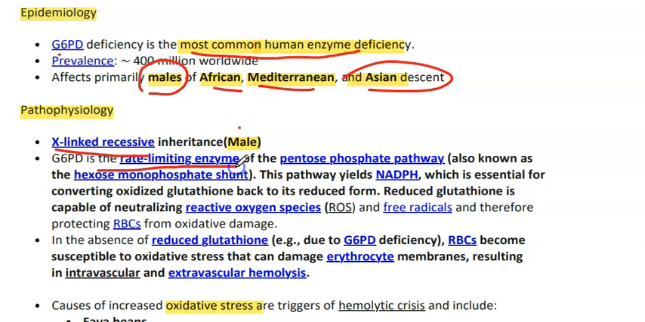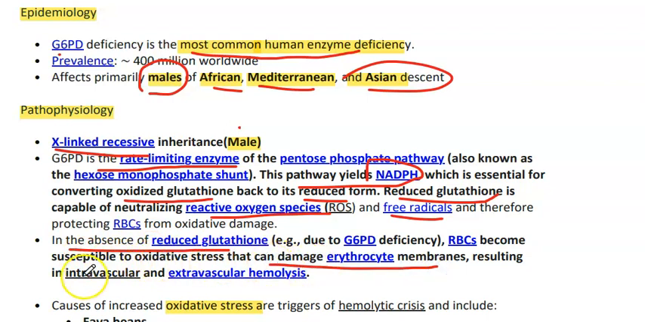G6PD is the rate-limiting enzyme of the pentose phosphate pathway, also known as hexose monophosphate shunt. This pathway yields NADPH, which is essential for converting oxidized glutathione back to its reduced form. The reduced glutathione is capable of neutralizing reactive oxygen species and free radicals, and therefore protecting RBCs from oxidative damage. In the absence of reduced glutathione due to G6PD deficiency, RBCs become more susceptible to oxidative stress that can damage the erythrocyte membrane, resulting in intravascular and extravascular hemolysis.